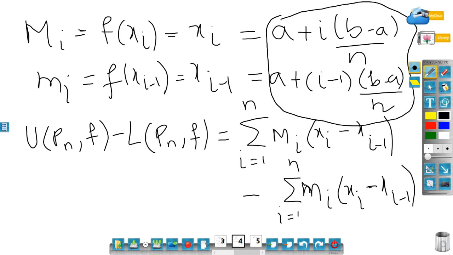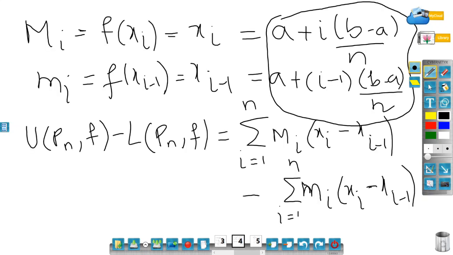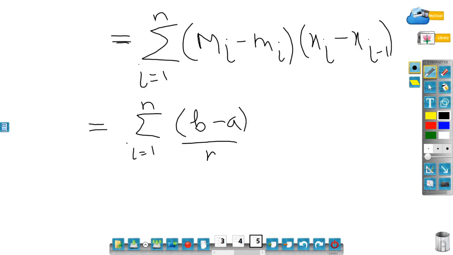If I subtract this, a will get cancelled. (b minus a) by n will come out common. So i minus (i minus 1) gives i minus i plus 1, so the i will get cancelled. I will have 1 only. So (b minus a) by n will come here. So summation i goes from 1 to n, it will be (b minus a) by n will come out, times 1, upon n.